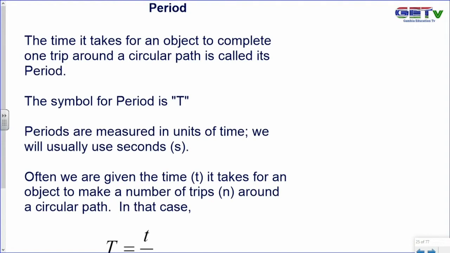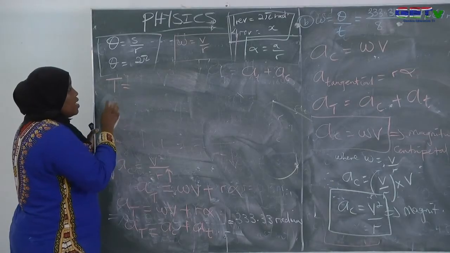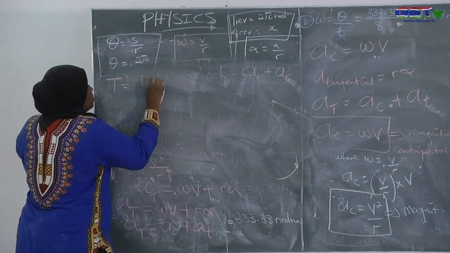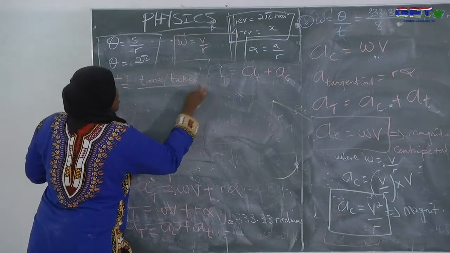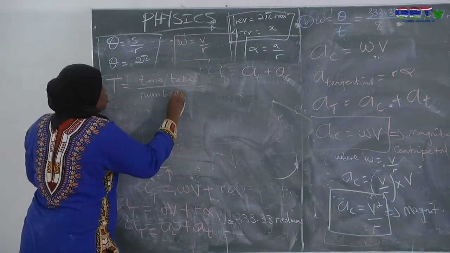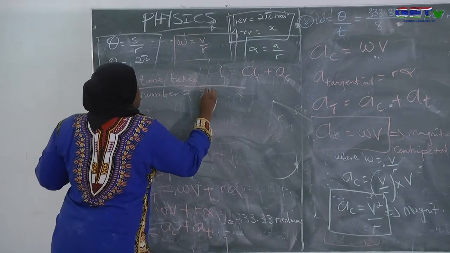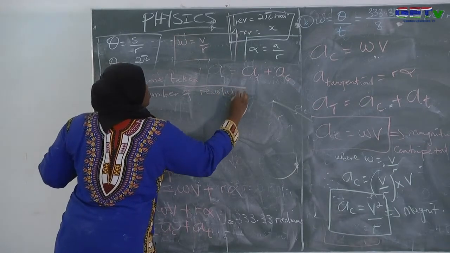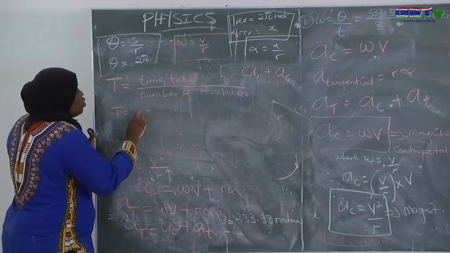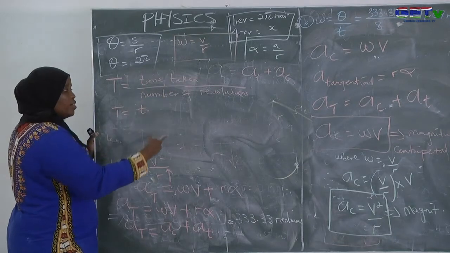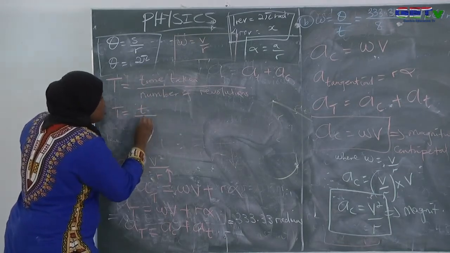The period is denoted as capital T, and it is mathematically expressed as the time taken to cover a number of oscillations, or number of revolutions. Good. And this simply tells us T equals small t, the time taken to go around a circular path, all over the number of revolutions n.